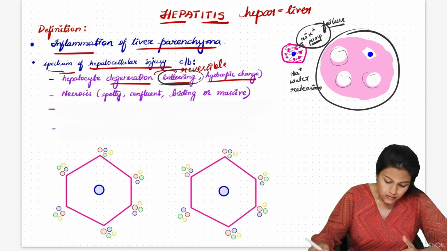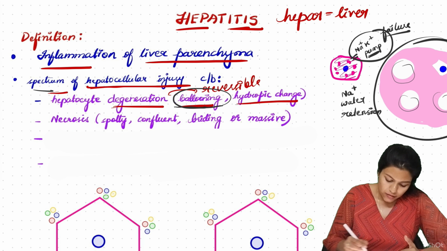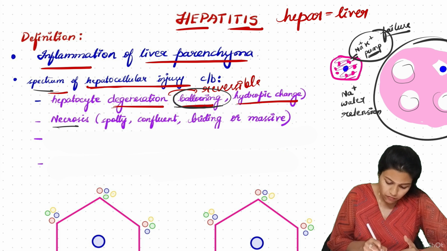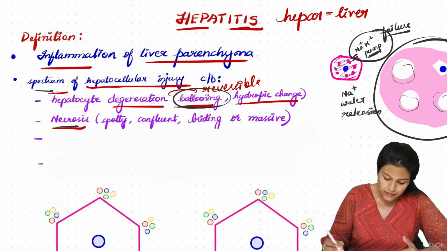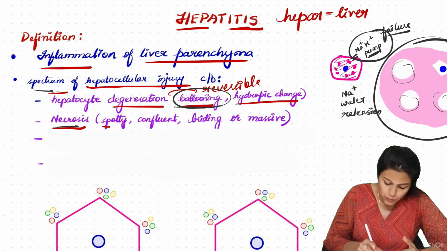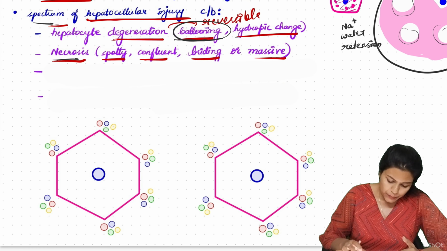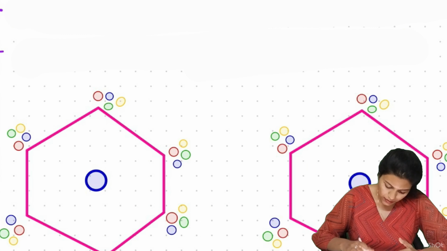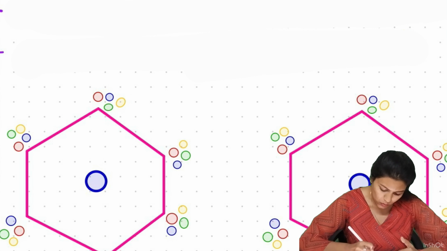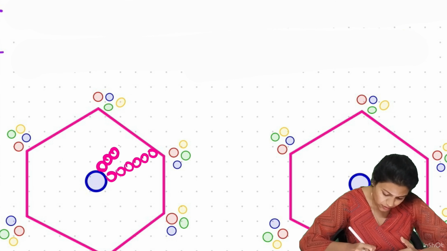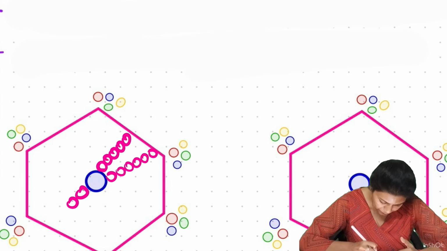The cell injury can also be in the form of necrosis, which is a form of cell death. The cell death can be spotty, confluent, bridging, or massive. Spotty means, for example, consider this classic hepatic lobule. In this, the hepatocytes are present in the form of strands. These are the strands of hepatocytes, which are called the hepatic plates.